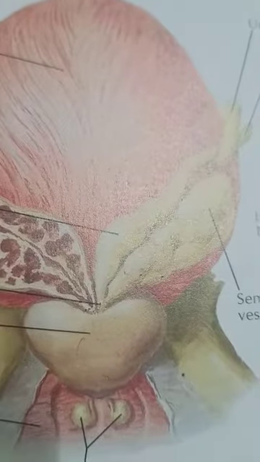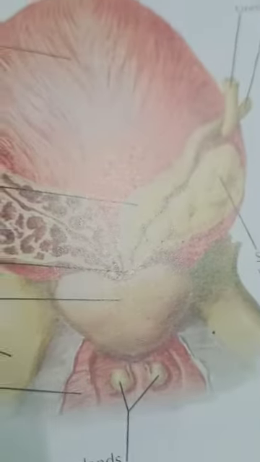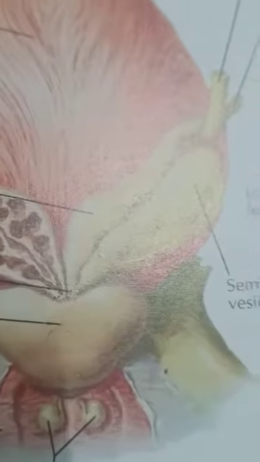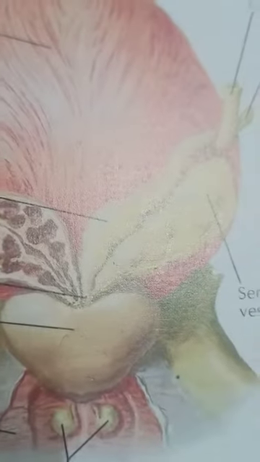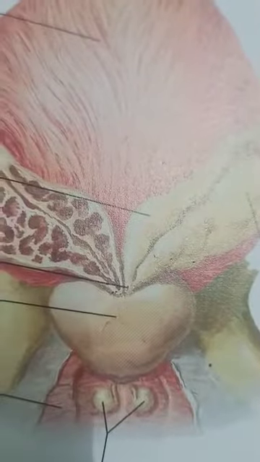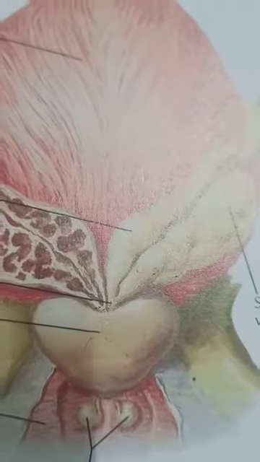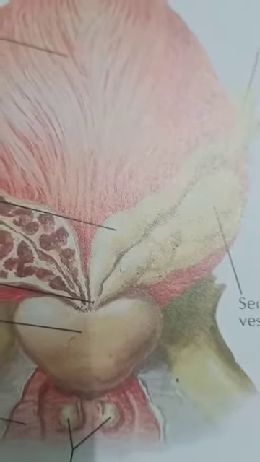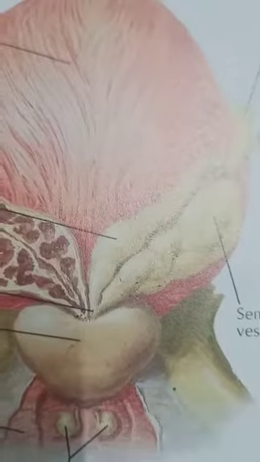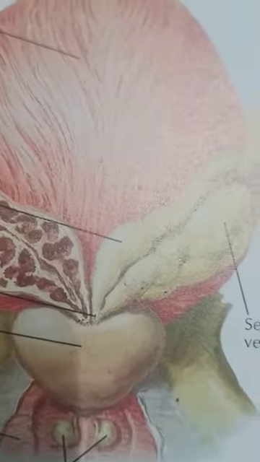So there will be a communication between the veins of the prostate and the vertebral venous system. There is a valveless communication between the vertebral plexus of veins and the prostatic veins. And lymphatic drainage: it mainly drains into the internal iliac and sacral lymph nodes, and partly into the external iliac lymph nodes.